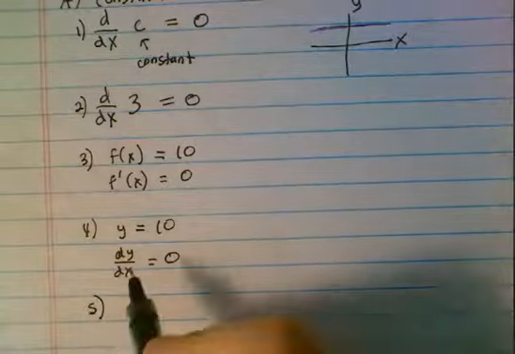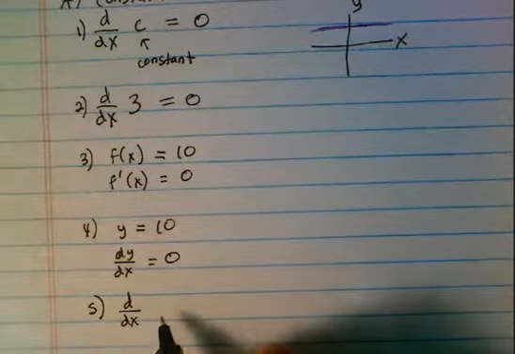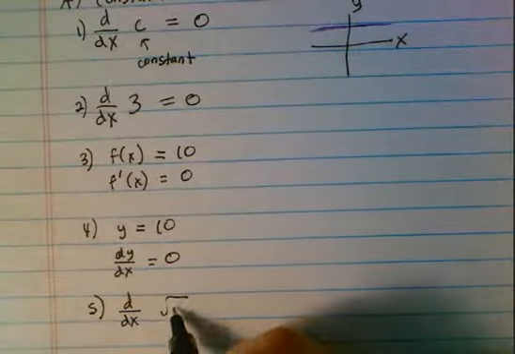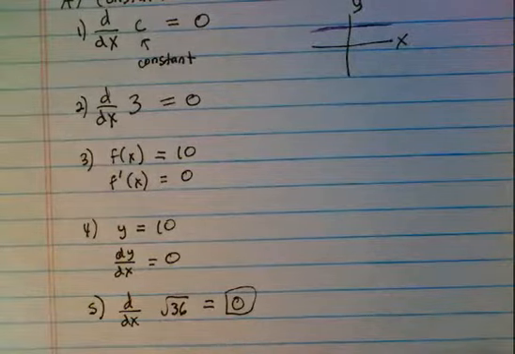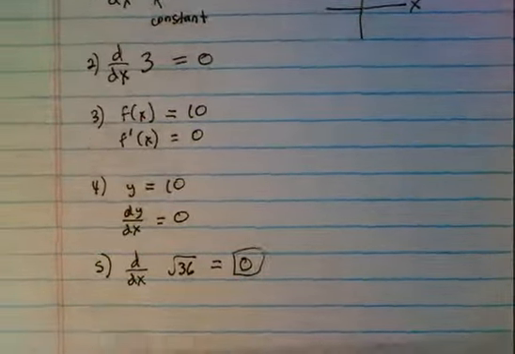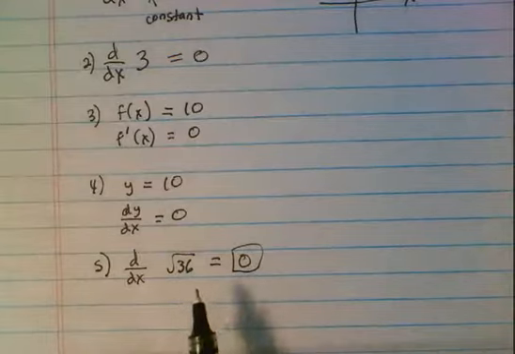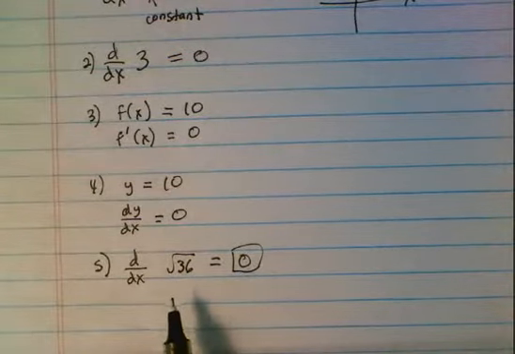So, try this one on your own. Take the derivative of the square root of 36. This is just a number. The derivative of any constant number is 0. There we go. This is also true, incidentally, of numbers like pi or 1,964,000, whatever. As long as it's just a number, the derivative is 0. Check.